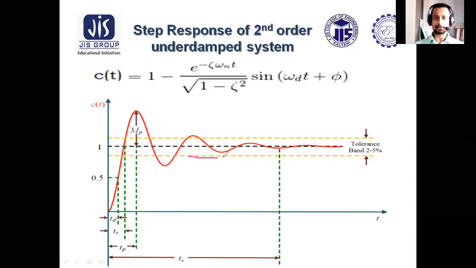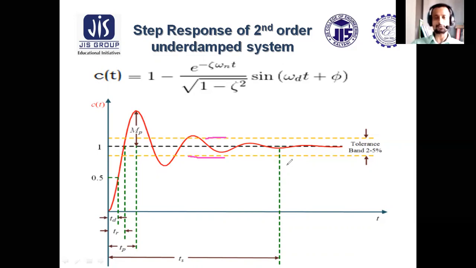This part is known as the tolerance band. The desired output is 1. As a unit step input is applied, the desired output is 1. But if the system reaches around 98% of the total final output, plus minus 2%, then we can say the system has reached its steady value. So plus minus 2% tolerance is acceptable.